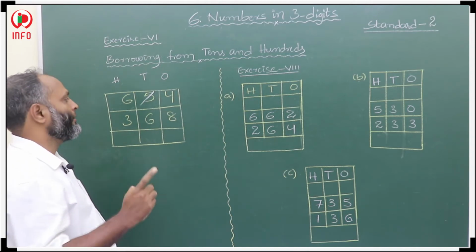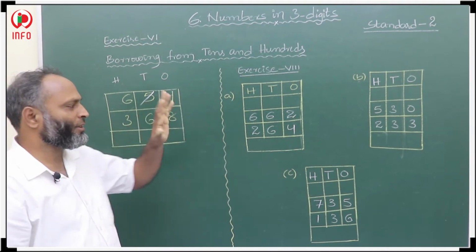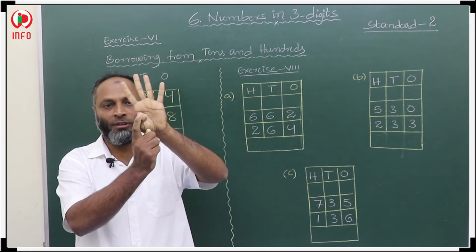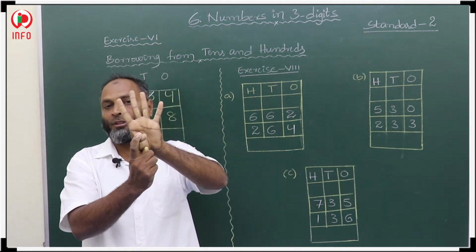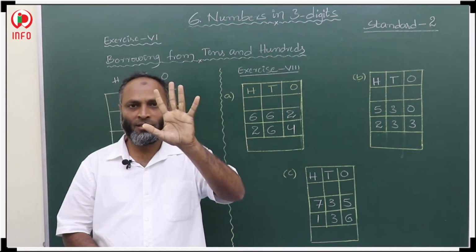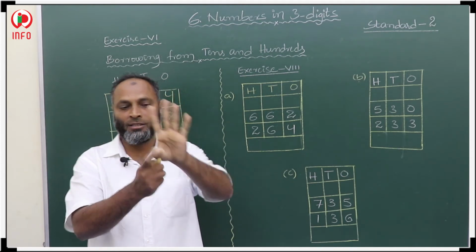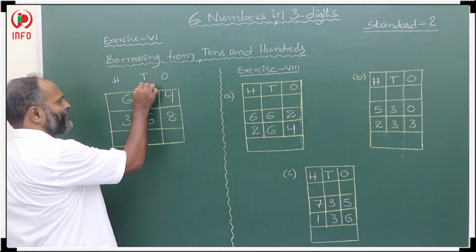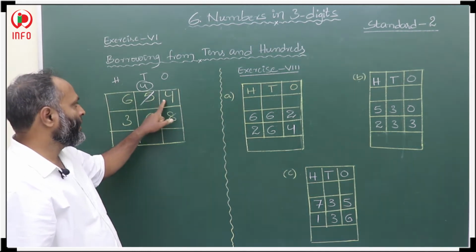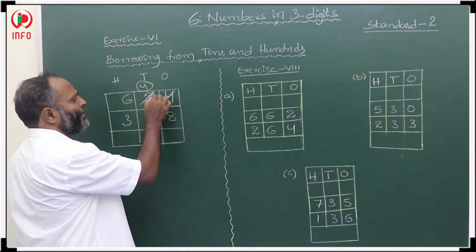Take 1 ten, borrow from the tens place. In the tens place, 5 is there. In 5 tens, if we take 1 ten, then how many tens are left? 4 tens. Then 4 tens left, after that 10 plus 4, here 14.